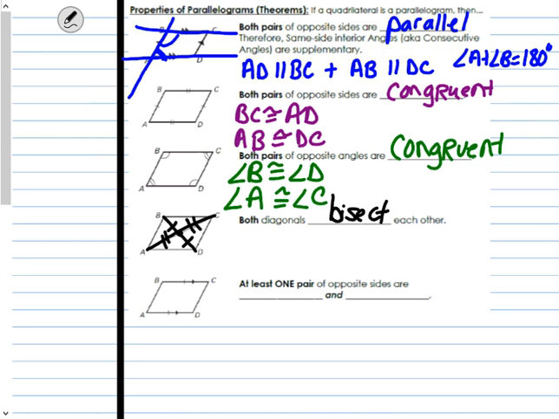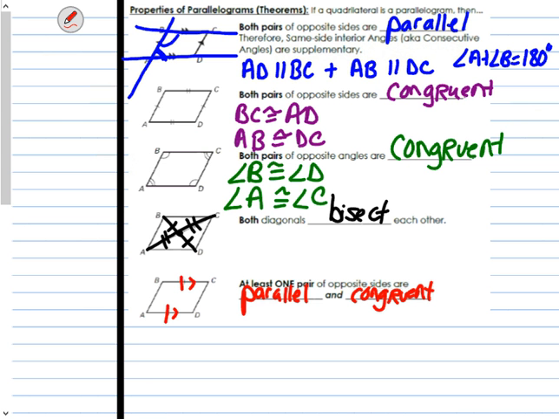They bisect each other. Or if we know that a quadrilateral has at least one pair of opposite sides that are both parallel and congruent, then it's also a parallelogram. So one pair of sides is both parallel and congruent. You can see here that BC is parallel to AD, and BC is also congruent to AD. So since it has a pair that is both parallel and congruent to each other, then it is a parallelogram.